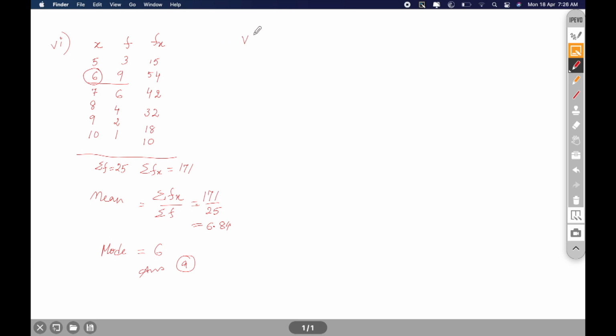Next we have part 7. So here part 7 is like this: find the median and the interquartile range for the following data. So you are given a column for variates, you are given another column for frequency, and we are asked to find the median. So we have to prepare a table first for the variates, then comes the frequency, and in order to find the median we need the cumulative frequency also.